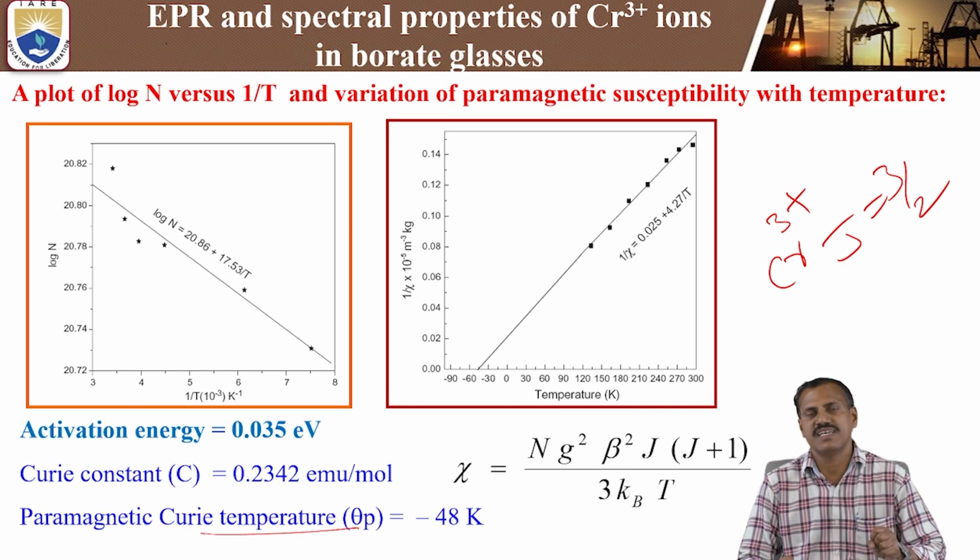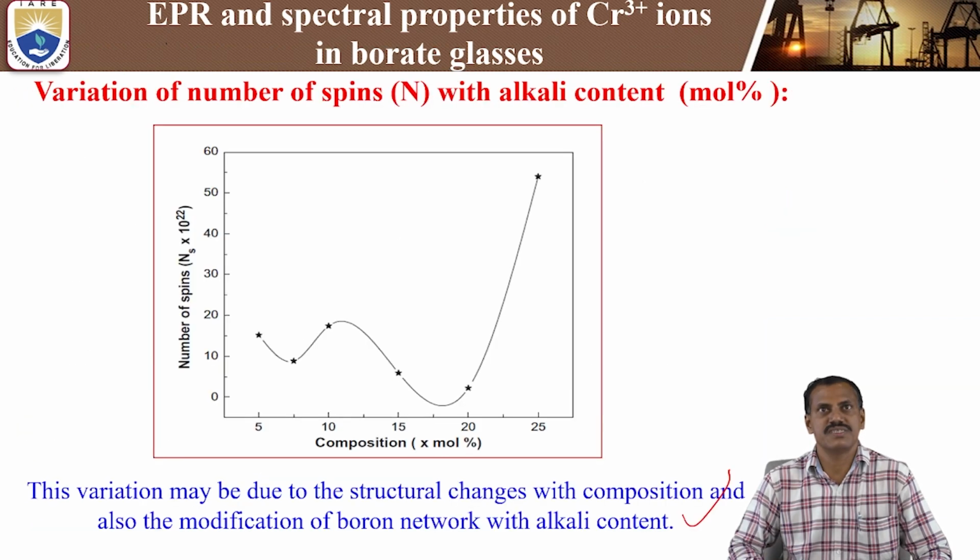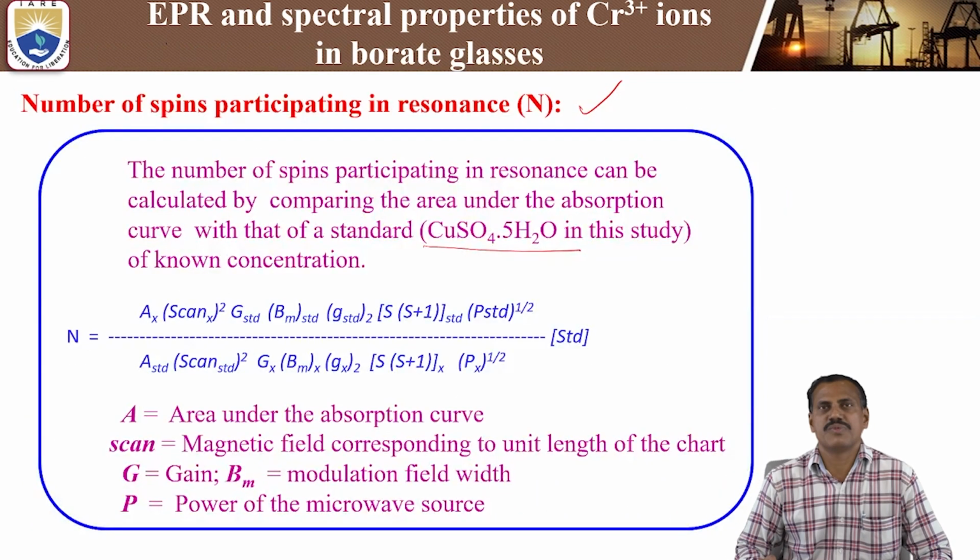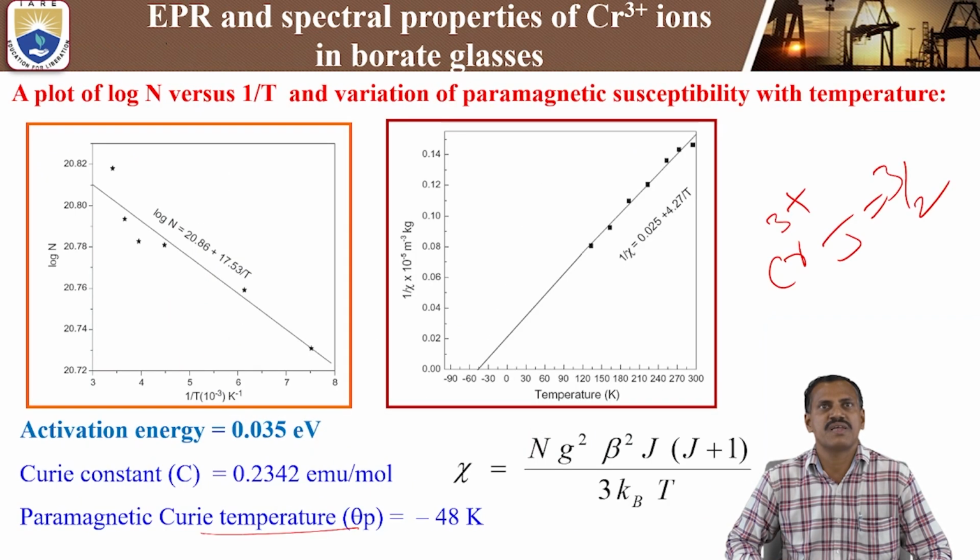So from the ESR signal, three important parameters we can calculate. One is the number of spins participating in the resonance signal, which we can calculate by using this formula, the N value. The other two parameters are the activation energy, and the last one is the Curie temperature. So these values we find out by using the ESR signal or EPR signal.